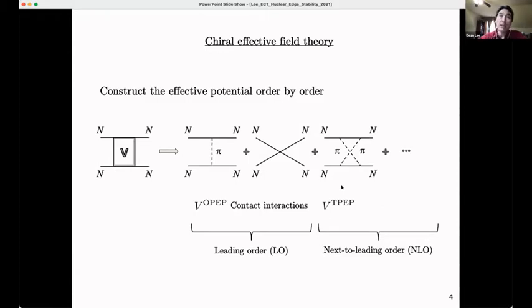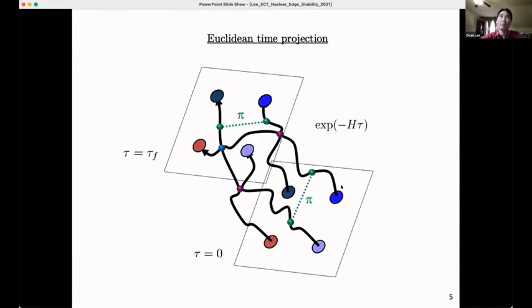But the way we do the calculations on a supercomputer is by Euclidean time projection. Essentially what we do is take the exponential of minus H t, or tau. As tau gets large, we see the low energy states of our theory, and that's how we do the calculations.